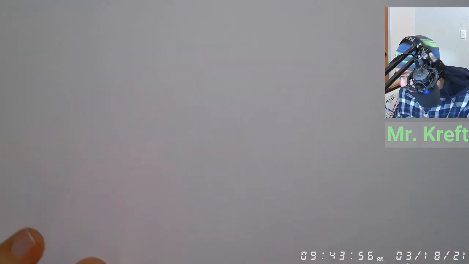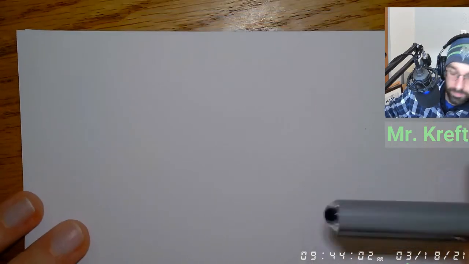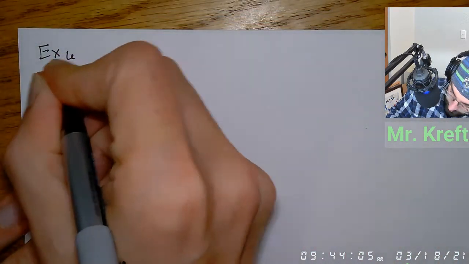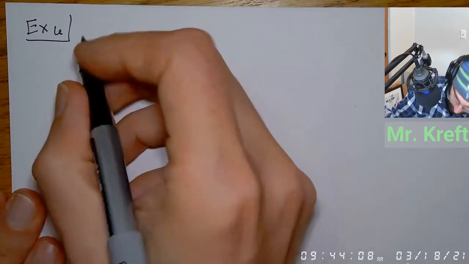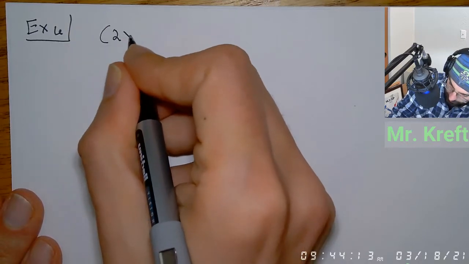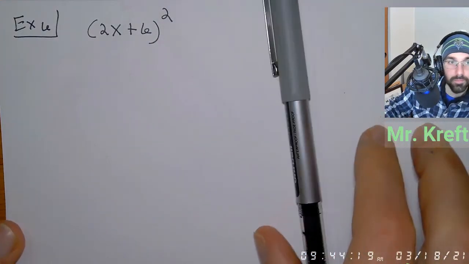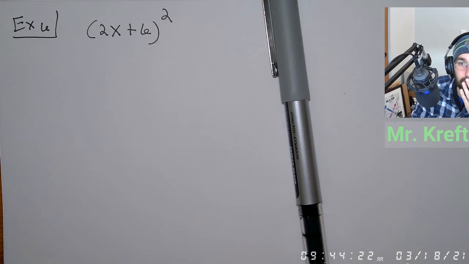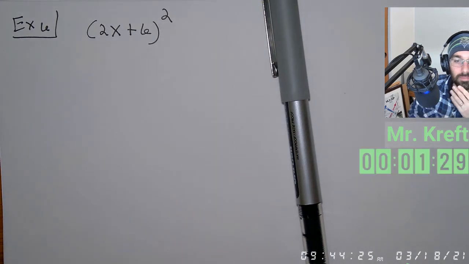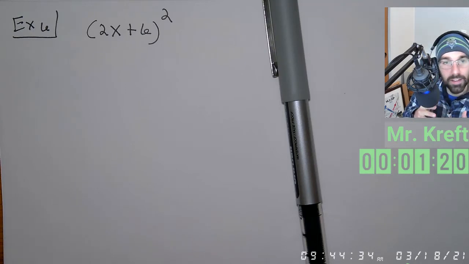All right. So let's go ahead here and do a couple more examples. Okay. So I want you guys to try this one out on your own. Okay, try that one out on your own. So remember that squared means it's just going to be 2x plus 6 times 2x plus 6. So you're going to make a box, and the sides are going to be the same, right? 2x plus 6 and 2x plus 6.